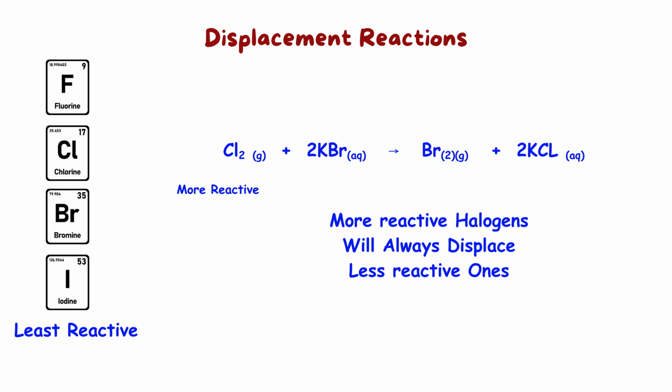The fundamental rule to remember is that a more reactive halogen will always displace a less reactive one from a compound. So fluorine, chlorine, and bromine can all displace iodine, since iodine is the least reactive among them.